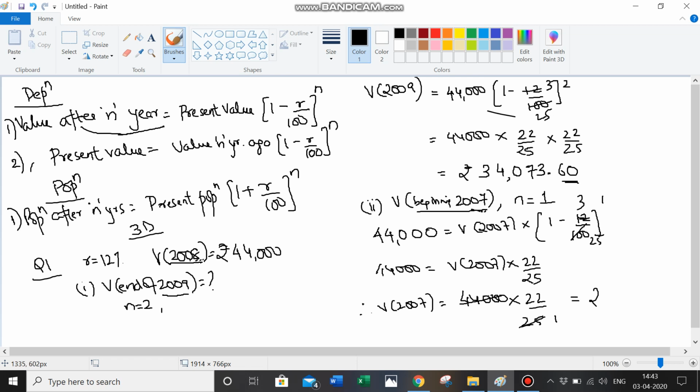Oh, this is incorrect. I have not done this properly. This will be cross multiply. So value 2007 will be equal to 44,000 into 25 upon 22. So 22 1, 22 2000, 25 into 2000. So this would have been 50,000.